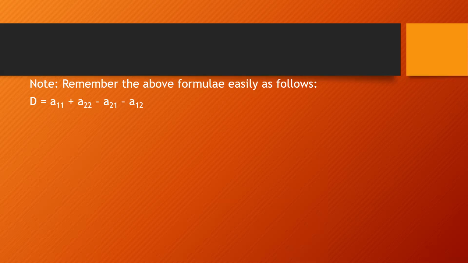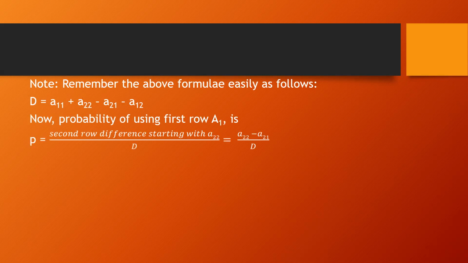Now, using the first row, A1 can be written as the second row difference starting with A22. Now, the second row is the last row, you can say, because we need to have a 2 by 2 matrix. So A22 minus A21 divided by D. This will give me the value for P.